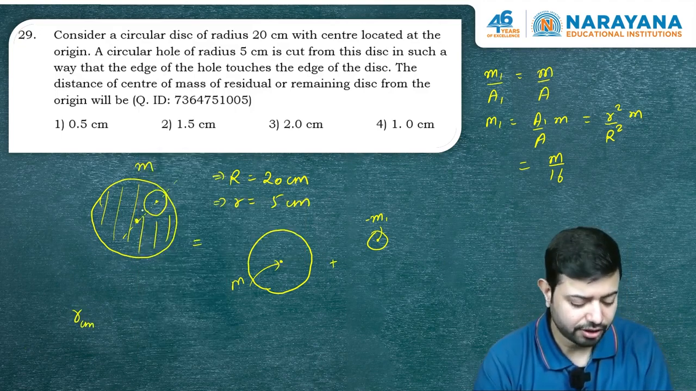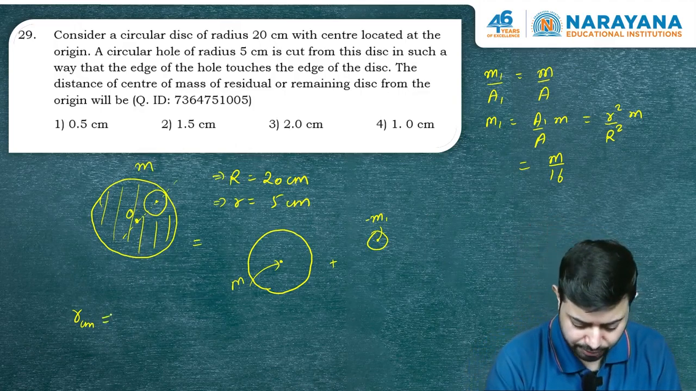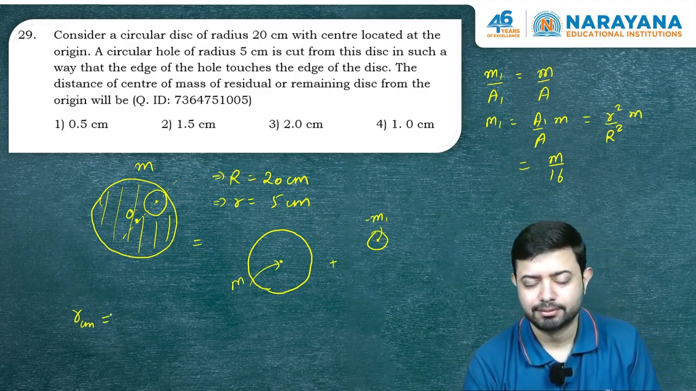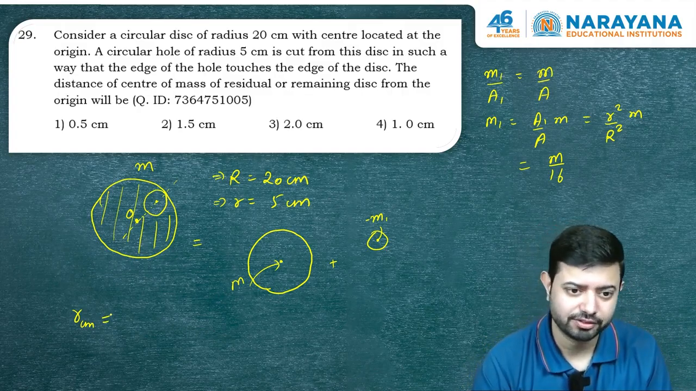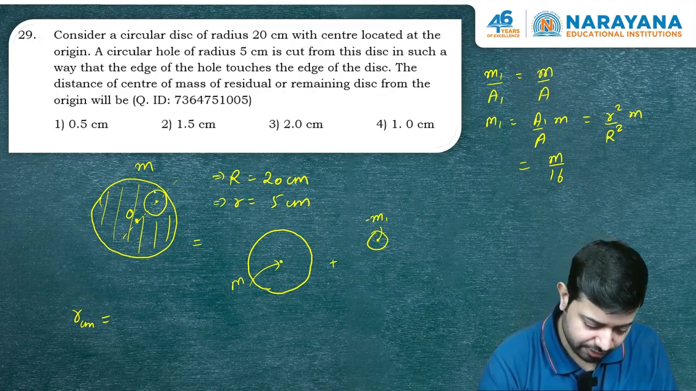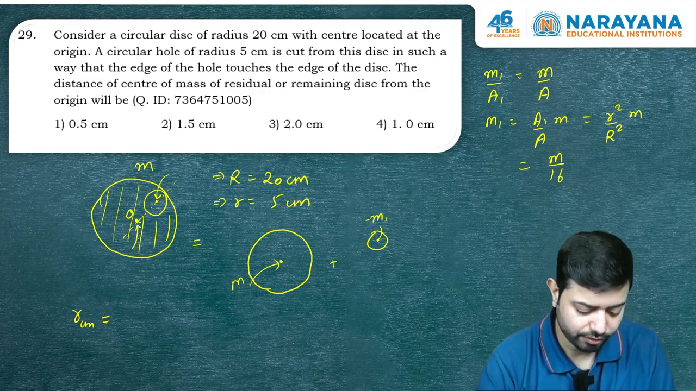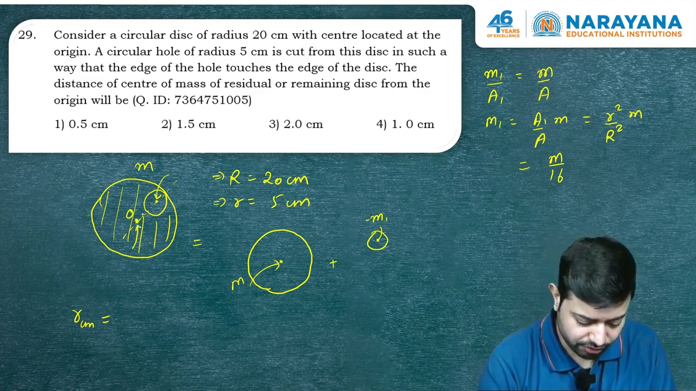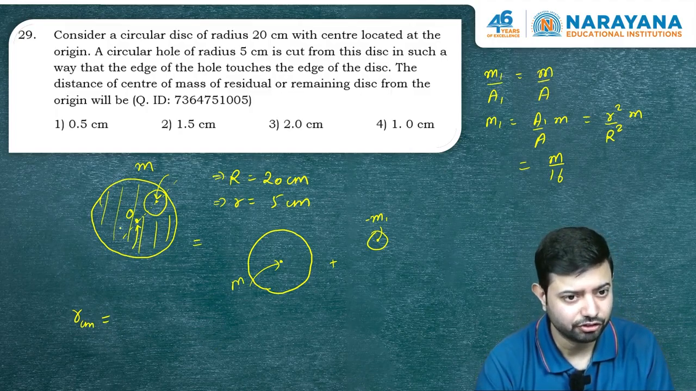So from this origin you have to find how much distance far away the center of mass of this shaded part is. So RCM will be m1 r1 plus m2 r2 divided by m1 plus m2, very simple. What is happening here is that you are keeping minus m1 over here and plus m over here. So what coordinate will you consider for that particular plus m? It will be 0.